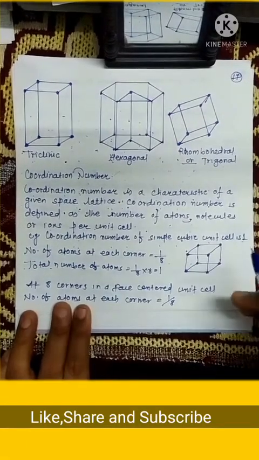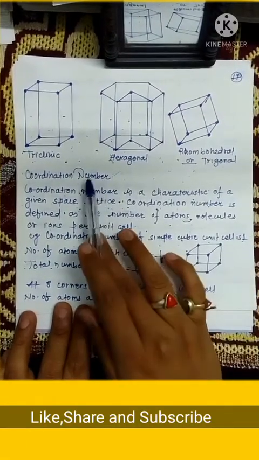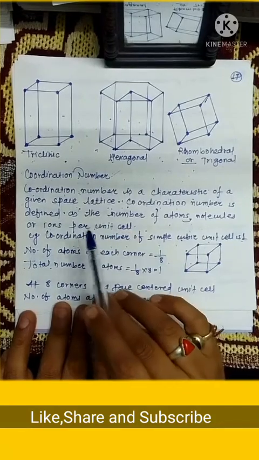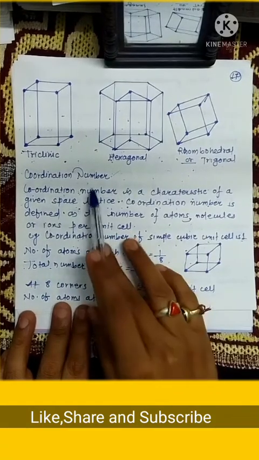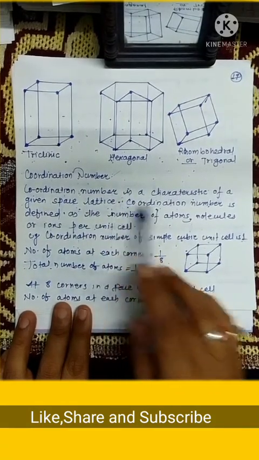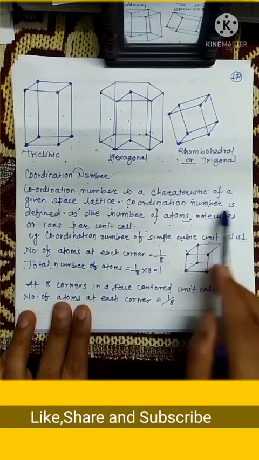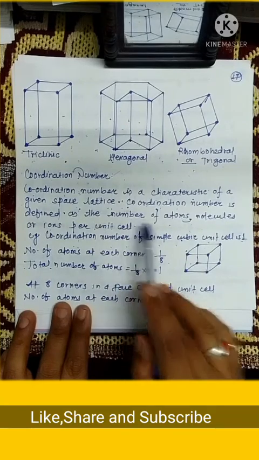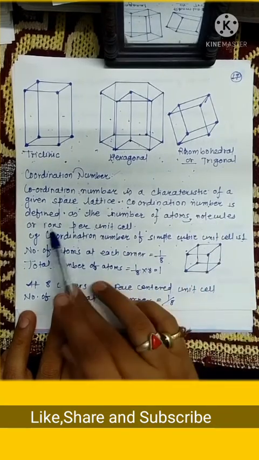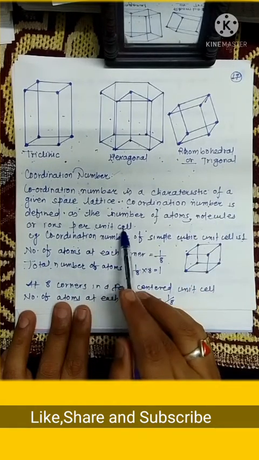Good morning, students. Today we are going to see coordination number. What is coordination number? Coordination number is a characteristic of a given space. That is, coordination number is defined as the number of atoms, molecules or ions per unit cell.